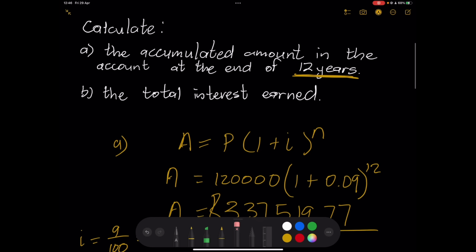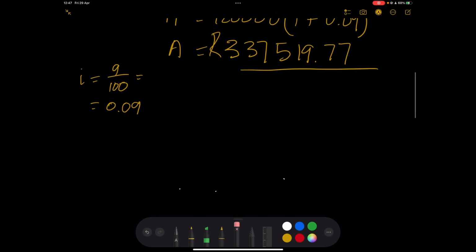So the next question, they say, calculate the total interest earned in this case. So we want to know the amount of interest that has been earned. Remember once again, we said, well, look, we don't want the interest rate. There's a difference between interest rate and the interest that is earned. The interest that is earned is in rands, and the interest rate is in percentage, right? So in this case, the interest that is earned would be the accumulated amount minus the principal amount.